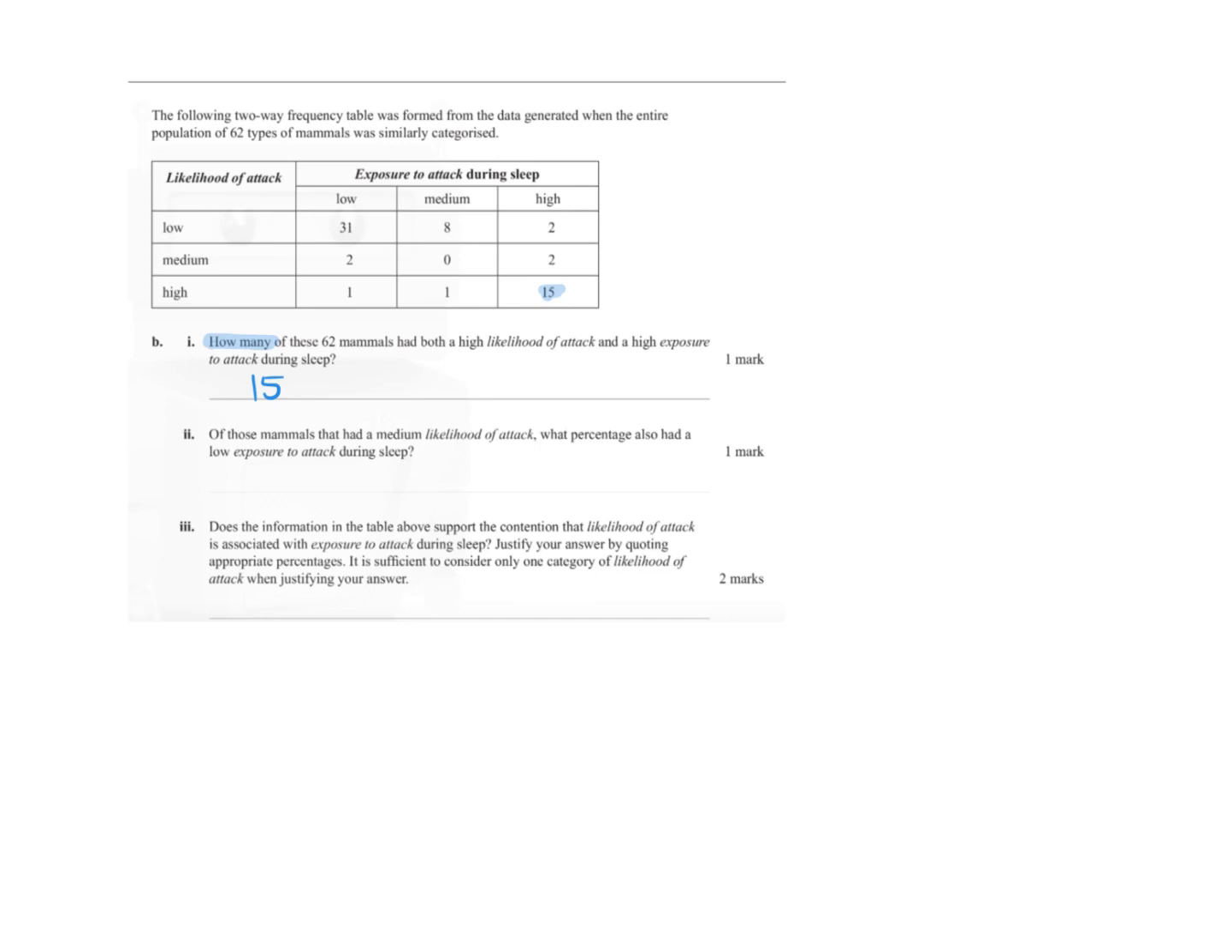Now, of the mammals with medium likelihood of attack, so they're only talking about the medium likelihood of attack. So that means we're only talking about these guys. So it says what percentage, so percentage is the question, had a low exposure. So of them, you want the low exposure. So what you actually have is there's a total of 4. So you're looking at 2 out of 4, and then you would times it by 100. So you end up with 50%.